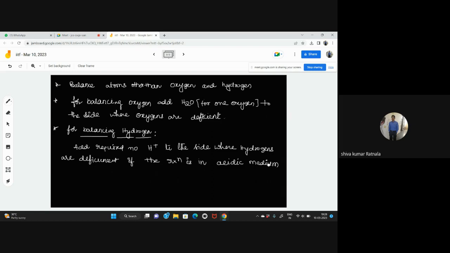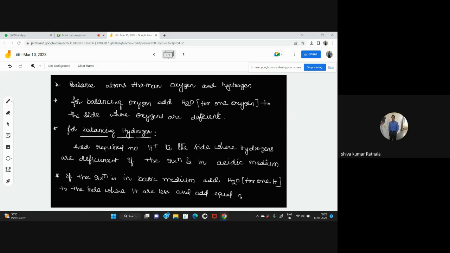Done, students? If the reaction is in basic medium, add water molecule to this side where hydrogens are less and add equal amount of OH minus ions in the opposite side. Done, students? Have you understood what I'm trying to say? Sir, how can we know if it's acidic medium or basic medium? In the question he will give.